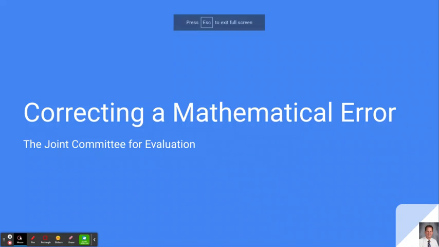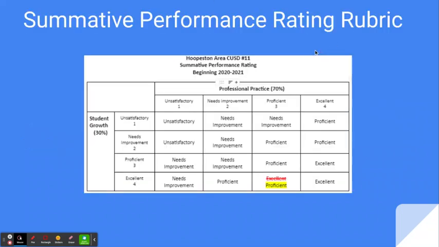On behalf of the Joint Committee for Evaluation, the purpose of this presentation is to explain the correction of a mathematical error found on one of our evaluation rubrics. The rubric that we are discussing is the Summative Performance Rating rubric that puts professional practice at 70% together with student growth, or SLO, for 30%. Just take note that 70-30 divide is the minimum required by state law in Illinois.